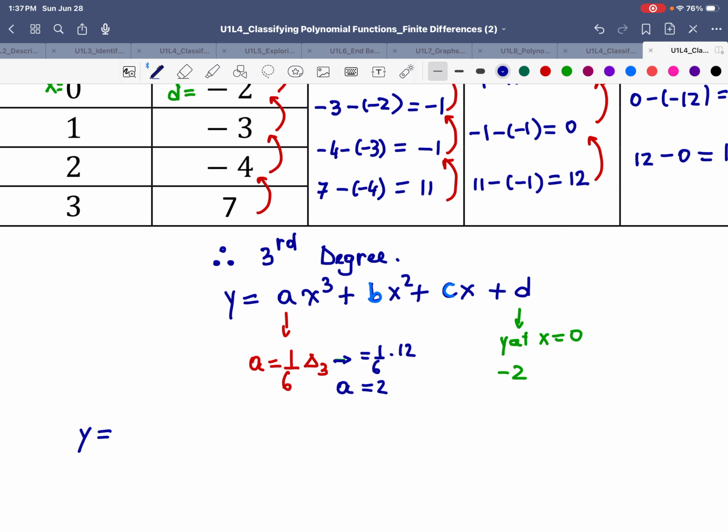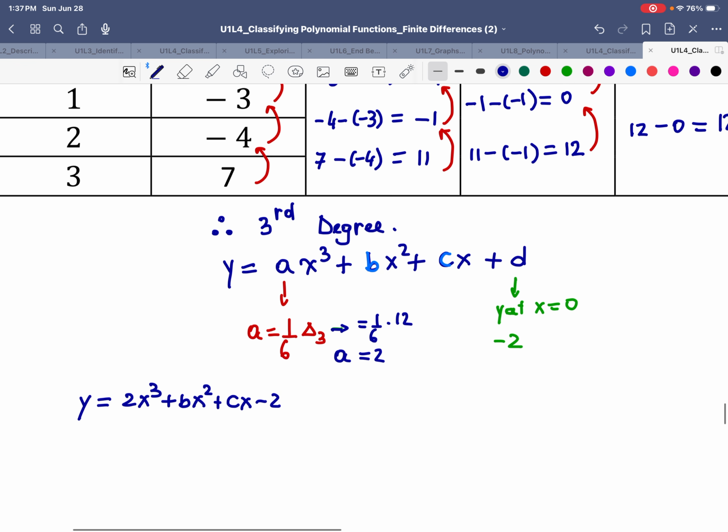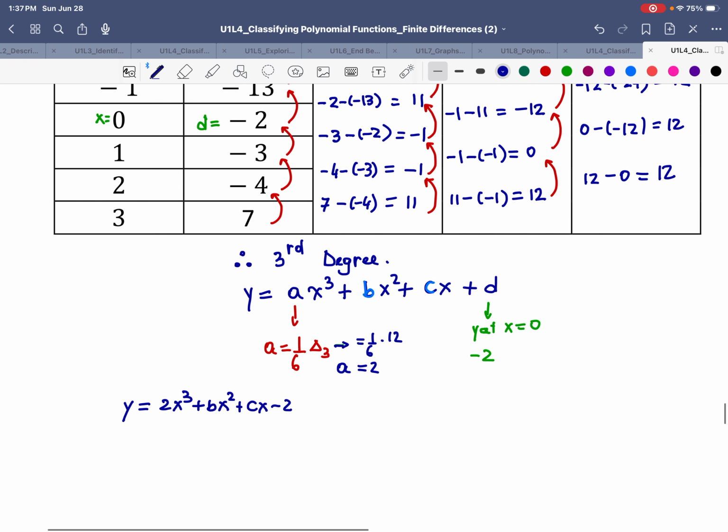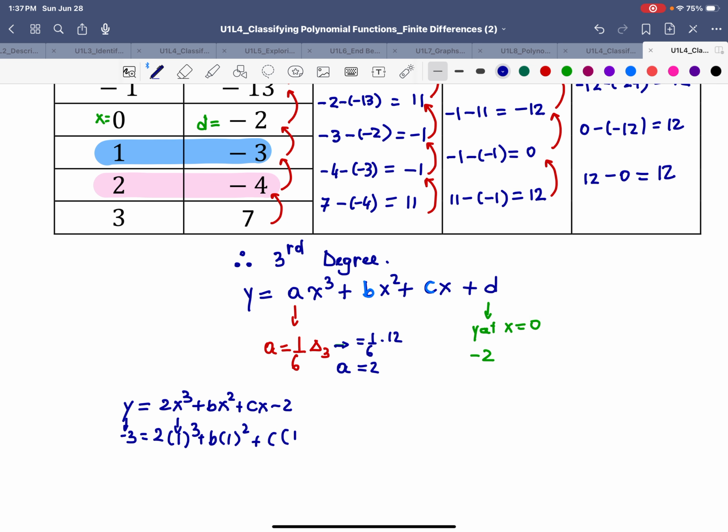So first we're going to write the equation that we have created. So this would be y equals 2x cubed plus bx squared plus cx and then minus 2. So we're going to use this equation to find b and c. We're going to need two ordered pairs, and the ordered pairs that we'll be using are 1 and negative 3 and 2 and negative 4. So when x equals 1 and y equals negative 3, we're going to have negative 3 equals 2 times 1 to the power 3, plus b times 1 squared, plus c times 1, minus 2.